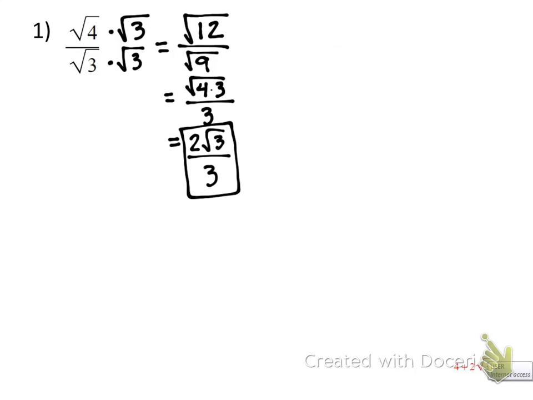Since we're multiplying square roots together, square root of 4 times square root of 3 is equal to square root of 12. Square root of 3 times square root of 3 is equal to square root of 9. Then we simplify. 12 is like saying 4 times 3, square root of 4 times 3. Square root of 9 is 3. And then the numerator we can simplify. Square root of 4 is 2 times square root of 3 over 3. That's number 1. Here's number 2.